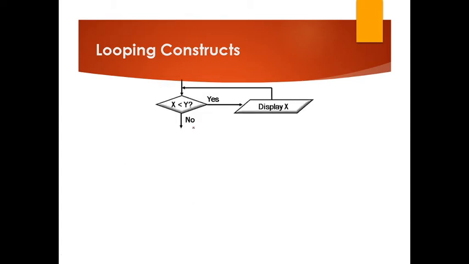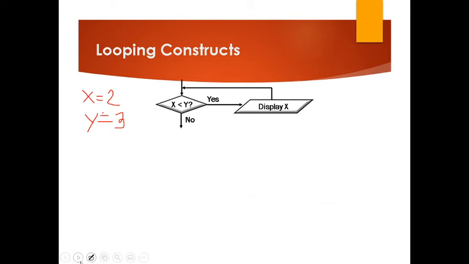Also this one. For example, x is equal to 2, y is equivalent to 3. So x, is it less than y? Yes or no? Yes, actually the answer is true or yes. So it will display 2, right? Then it will loop, so it keeps displaying 2.